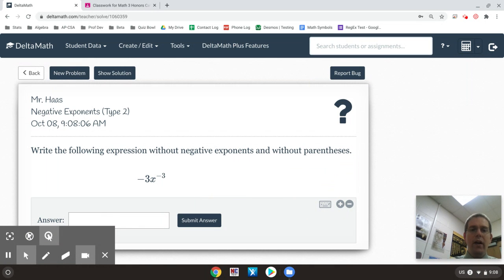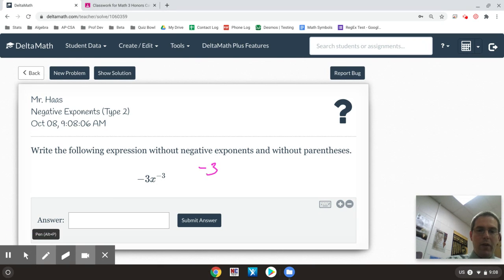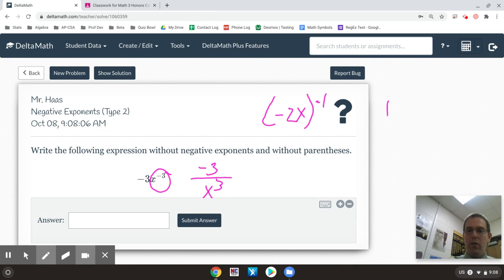This one, I have the -3 is a negative number. It has no need to move anywhere. So the -3 stays on top, but the x has a -3 as an exponent, so it needs to move to the bottom. When it moves to the bottom, that does change the exponent to a +3. So once again, if I have something where the whole thing has a negative exponent, the whole thing moves. So that would be 1 over -2x.